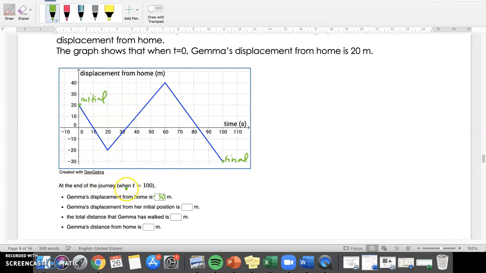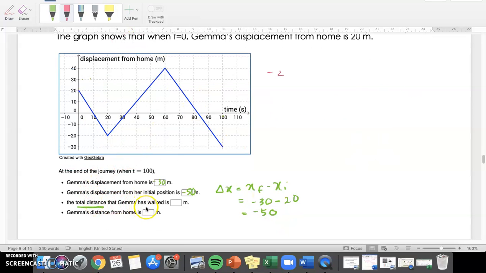So at the end of the journey, when t equals 100, Gemma's displacement from home is minus 30, because she is here, and displacement is minus 30. Gemma's displacement from her initial position. So they are asking from her initial position, which means x final minus x initial, or displacement final minus displacement initial. And this is minus 30 minus 20. So it is minus 50. Why is it negative? Because it's displacement.